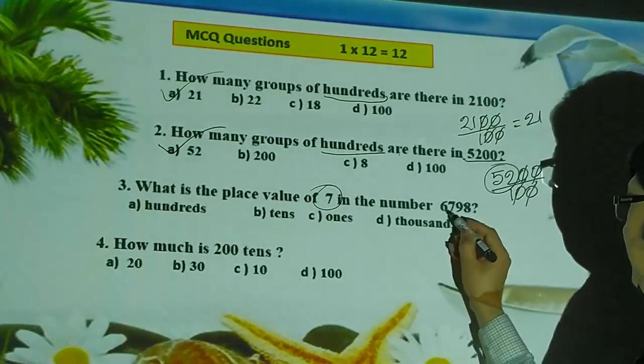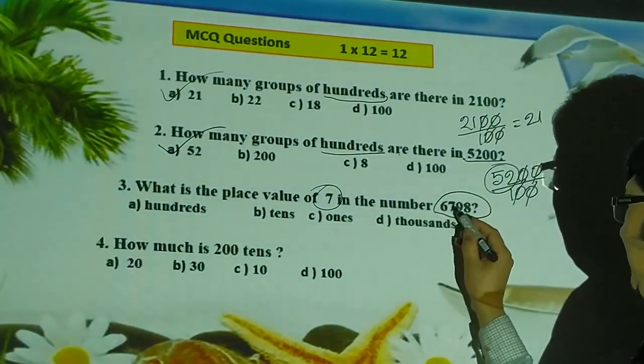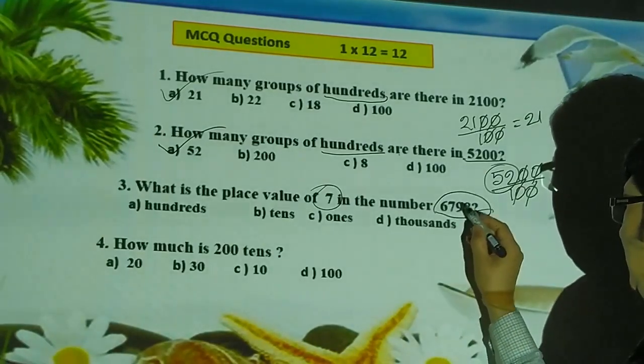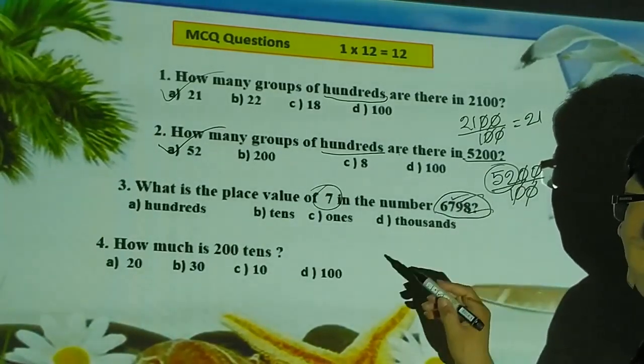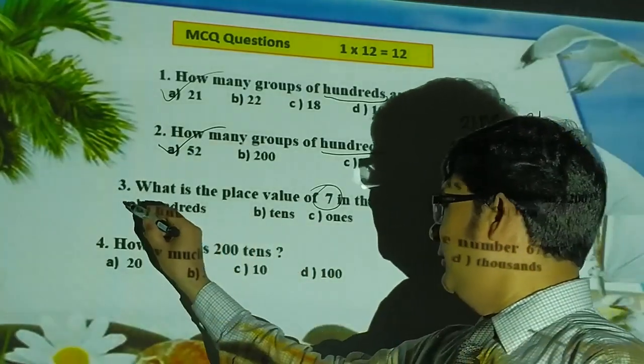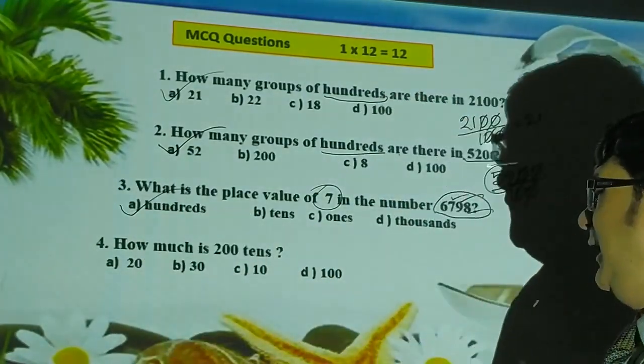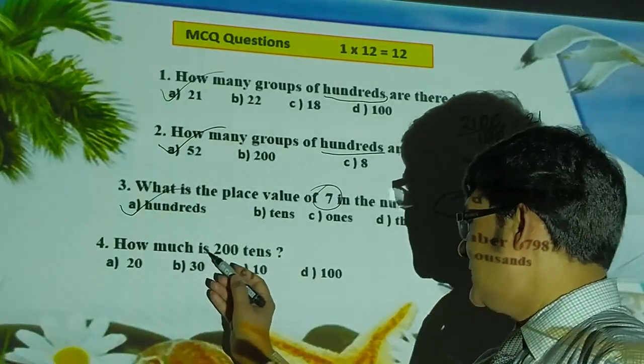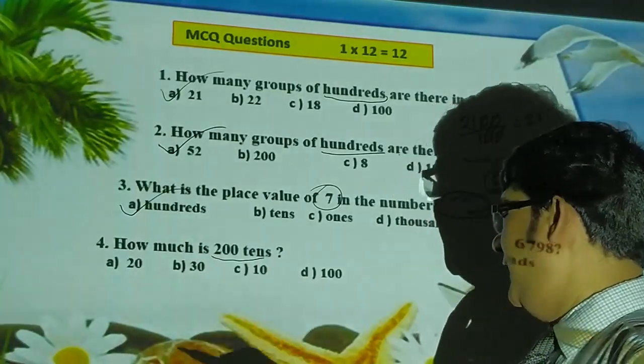So, you see, one number is given: 6, 7, 8, 9. So, 9 is the tens position and 7 is the hundreds position. So you will write your answer 700.